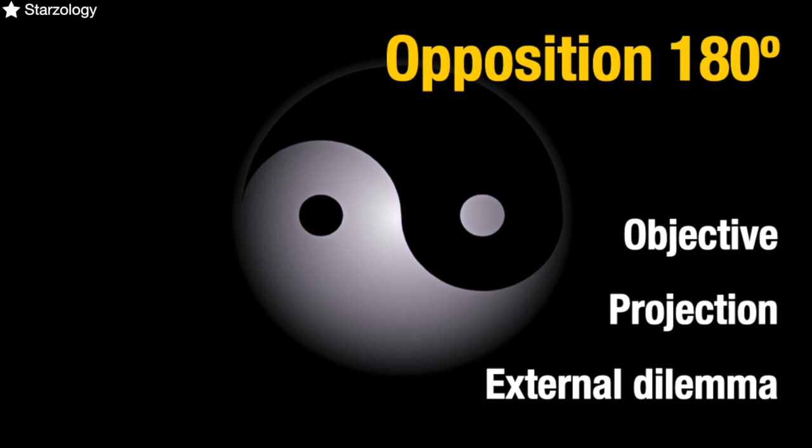So say, for instance, you've got Mars opposition Venus, which will relate to your love life. You might be saying, oh yes, well, if you weren't so difficult, our life would have been so much better. So you're projecting the issues from Venus onto Mars.